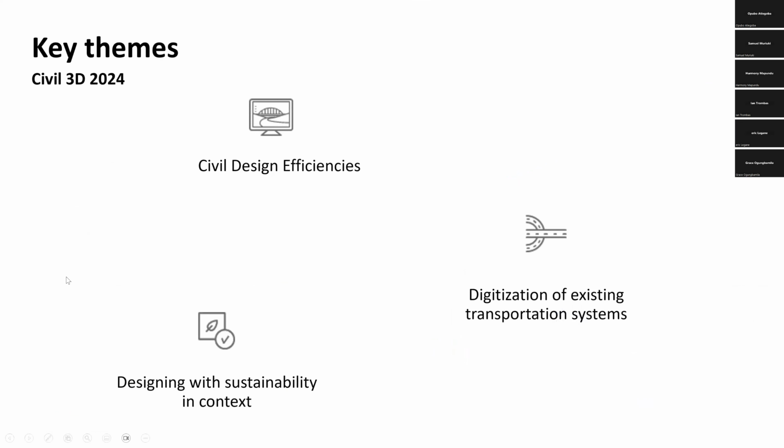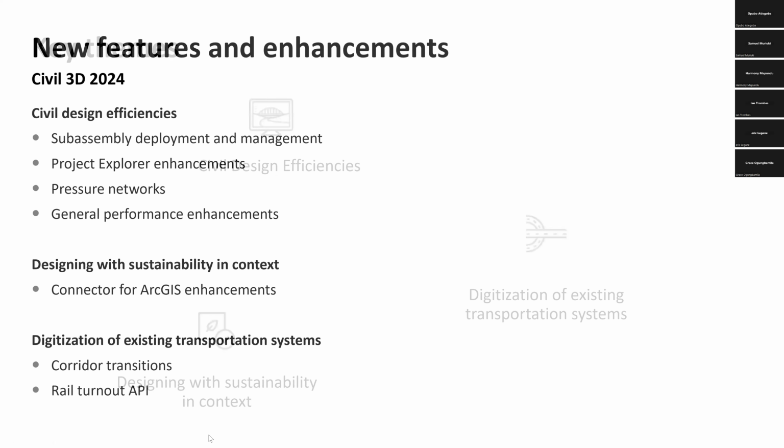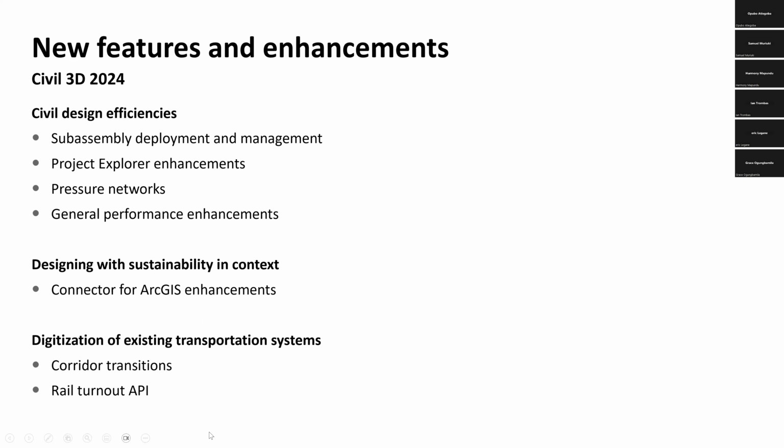Just like with InfraWorks, I think the focus is still basically on optimization and being able to increase productivity, bringing in the features that people are struggling to work with and now trying to make them better. The key focus for these improvements is design efficiency and the digitization of existing transportation systems, while also focusing on sustainability within the context of the project that we are working on. So there are about 7 improvements.